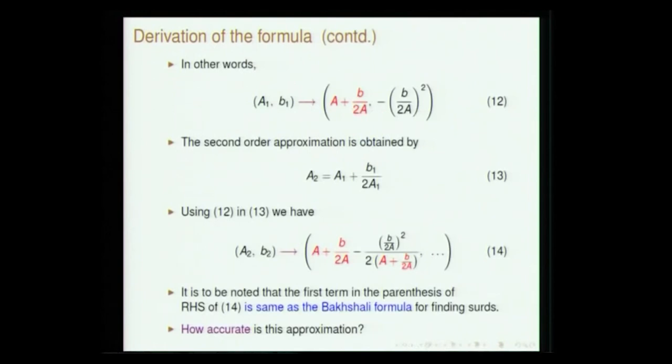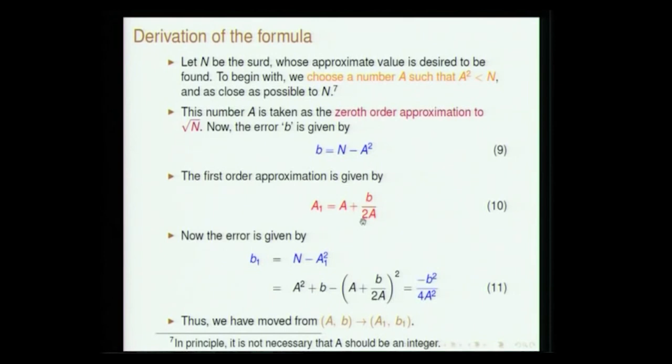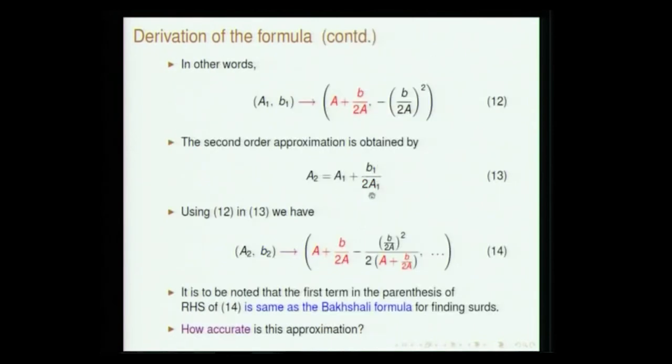If we want to move to higher order, essentially this is what it is. We have started with this. So this is a1, b1, the expression that we have. For the second order approximation, you use a1. Instead of a, you use a1 here in this expression: a1 plus b1 by 2a1. So you plug in the value of a1. So a plus b by 2a minus, b1 is this, and so this is how it is.